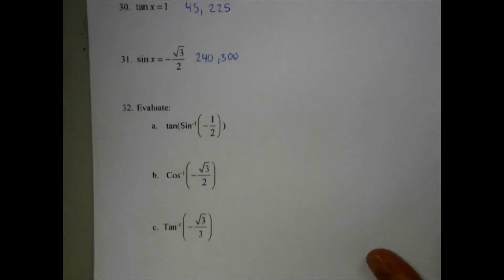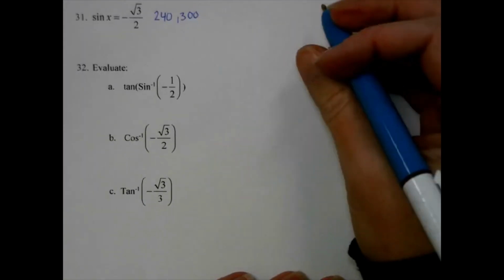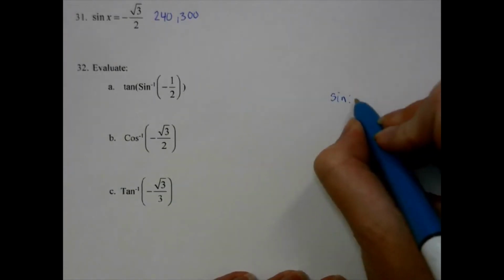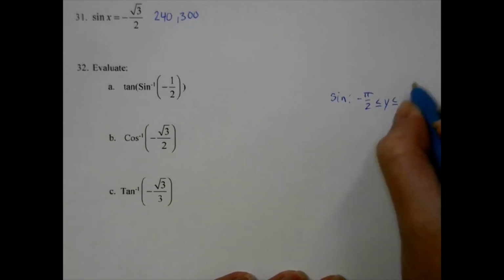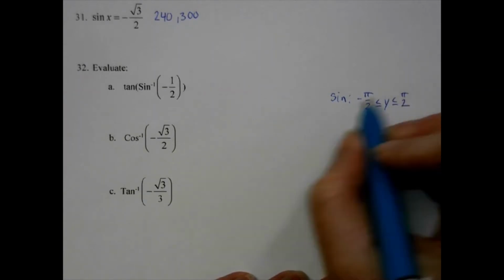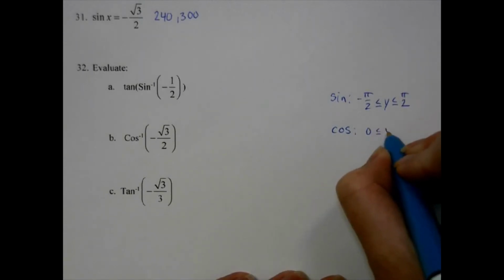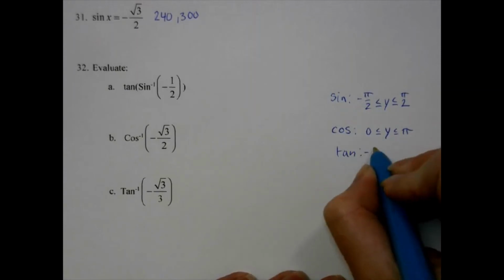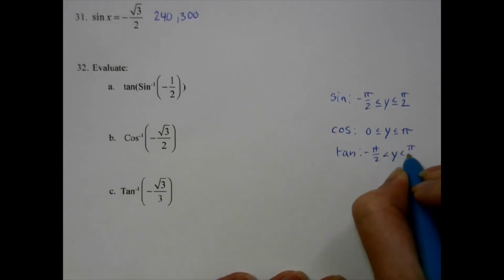For the inverse functions, remember that the range is the important part. For sine, it's from negative pi over 2 to pi over 2. Cosine is from 0 to pi, and then tangent is negative pi over 2 to pi over 2.